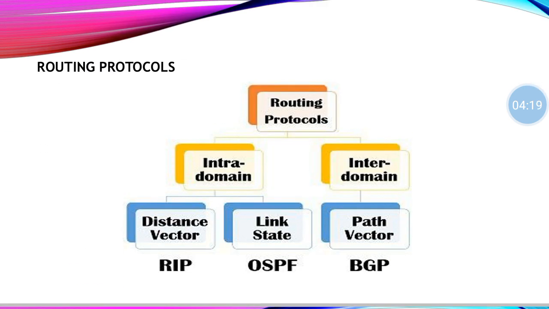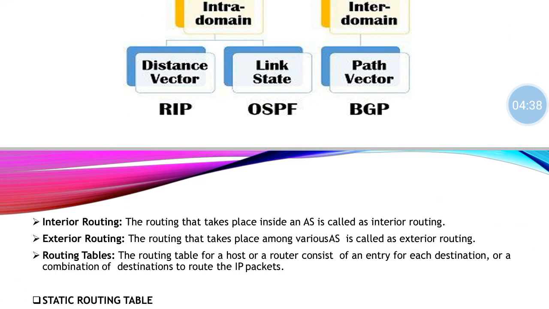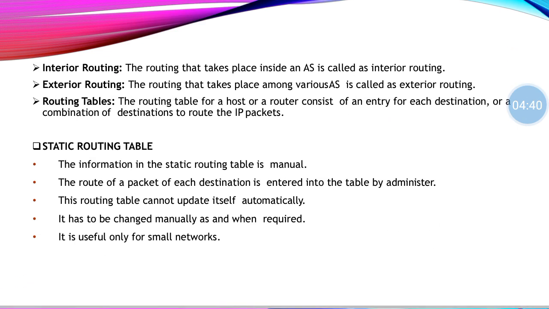Coming to routing protocols, for intra-domain, that is within an autonomous system, we have RIP, that is Routing Information Protocol, and OSPF, that is Open Shortest Path First. And as far as inter-domain is concerned, that is among different autonomous systems, we have BGP, that is Border Gateway Protocol. Such protocols will be discussed in the coming slides.